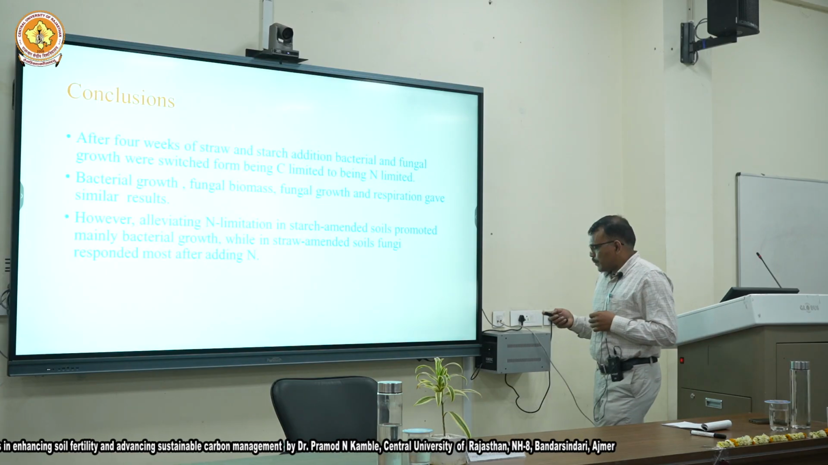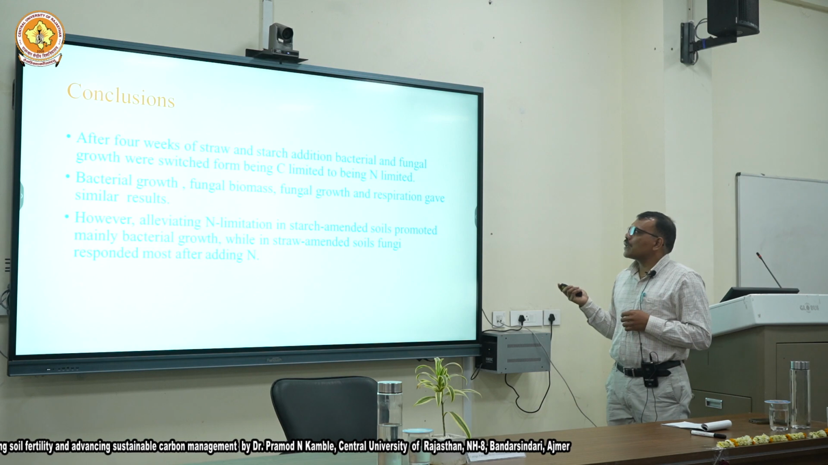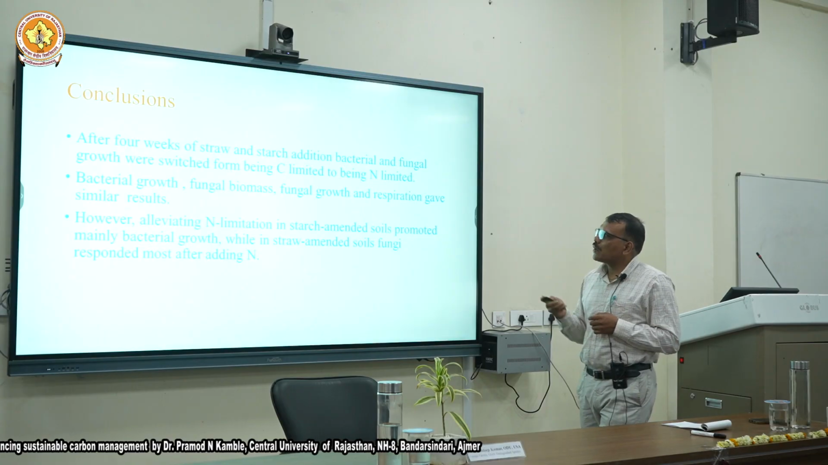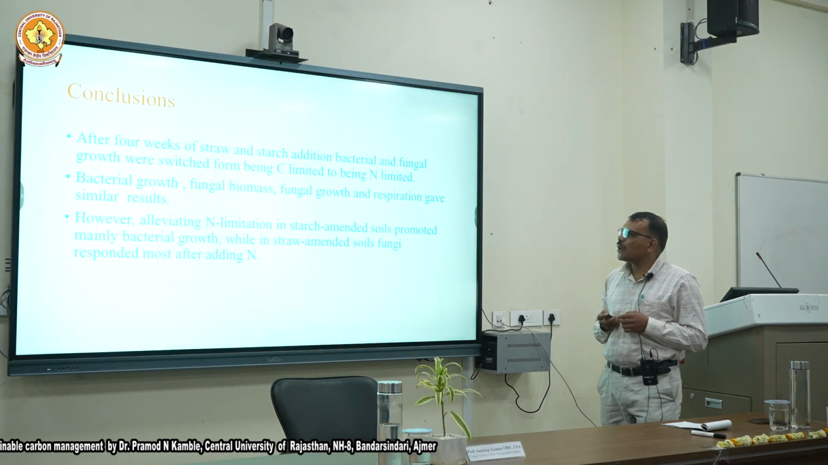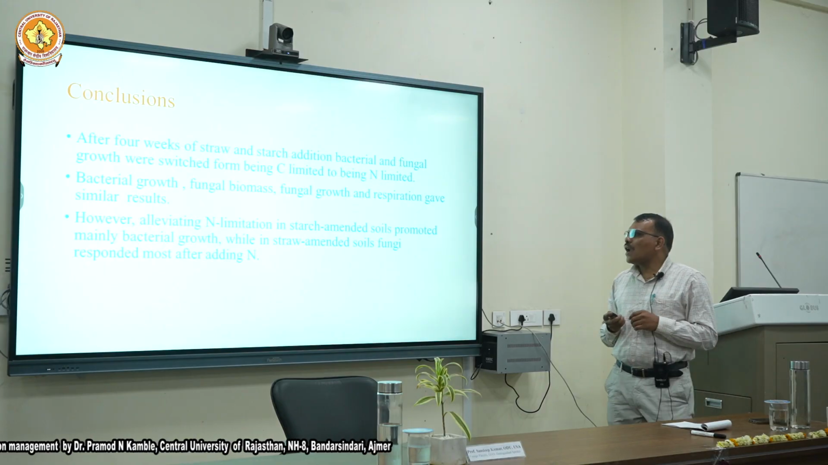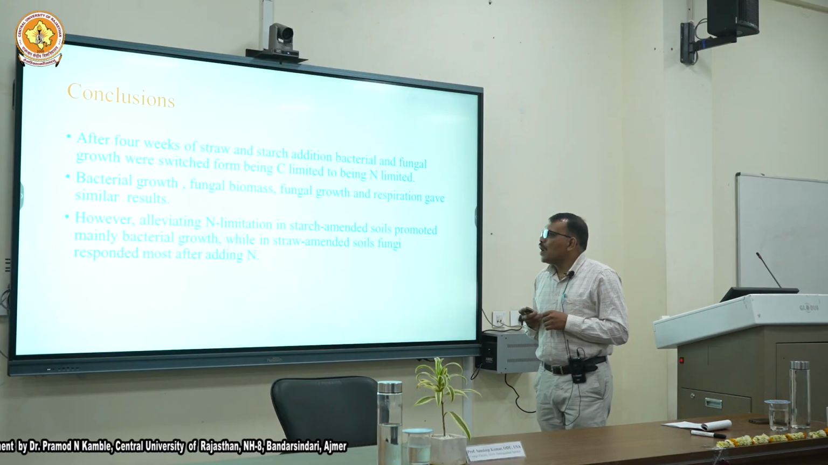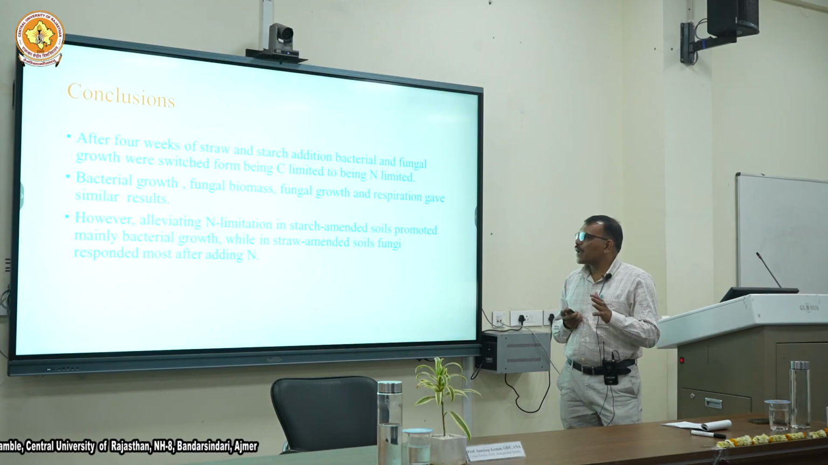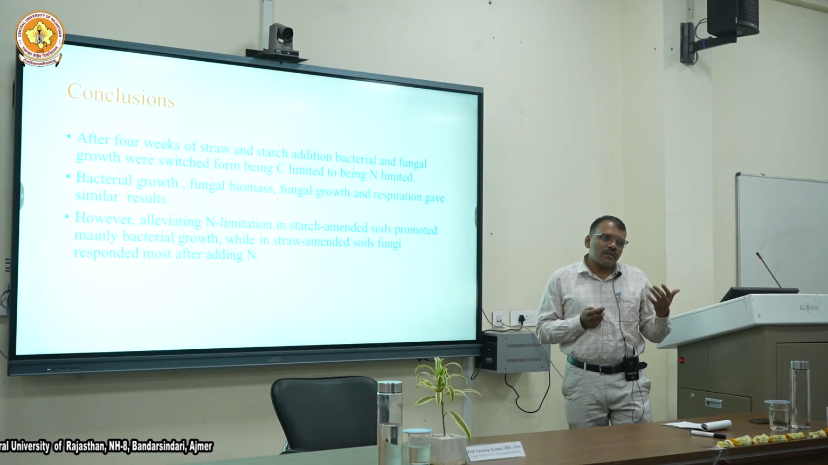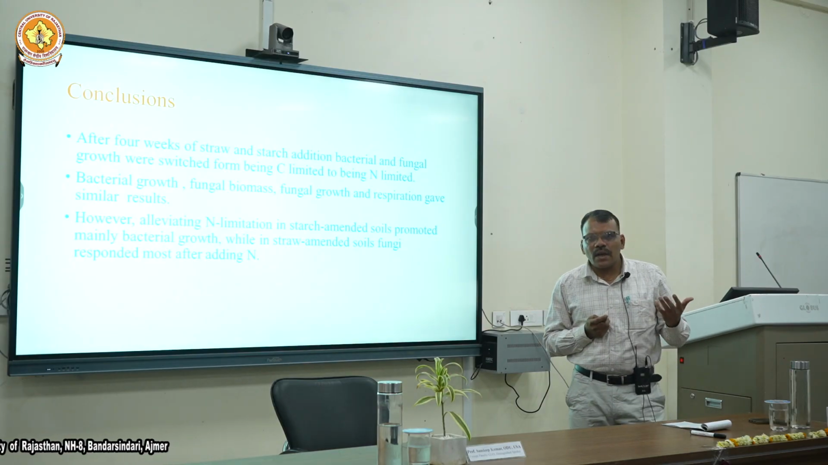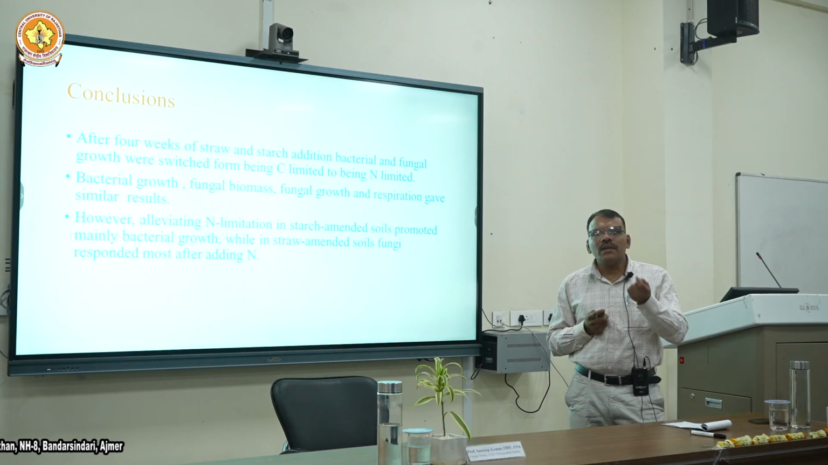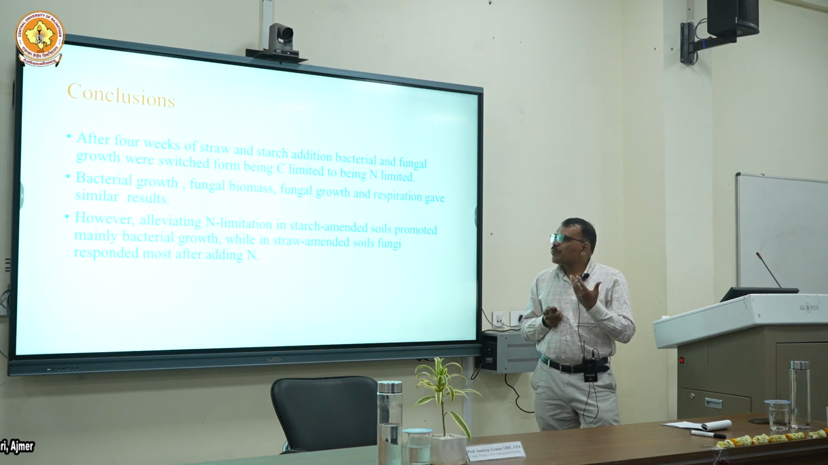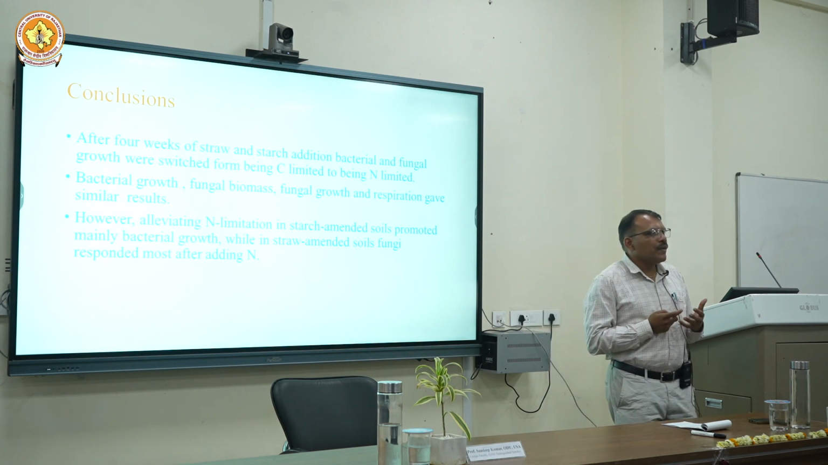Then the conclusion of this particular study is, after 4 weeks of straw and starch addition, bacterial and fungal growth switched from being C limited to being N limited. The bacterial growth, fungal biomass, fungal growth and respiration gave similar results. However, when alleviating N limitation, starch-limited soil promoted mainly bacterial growth, while in the straw-limited soil fungi responded most to the addition, because fungi do love cellulosic material, and a huge amount of cellulosic material is available in straw, and that cellulosic material is utilized by the fungi in order to mineralize the nutrients.